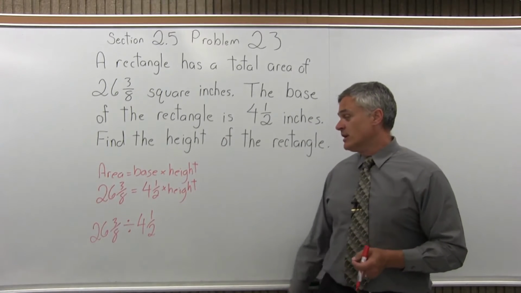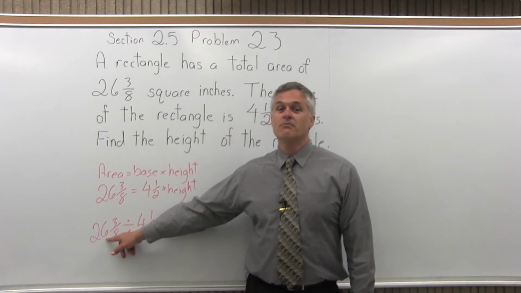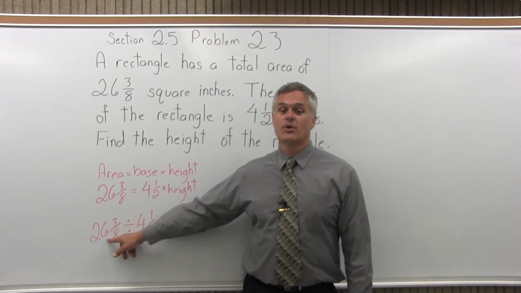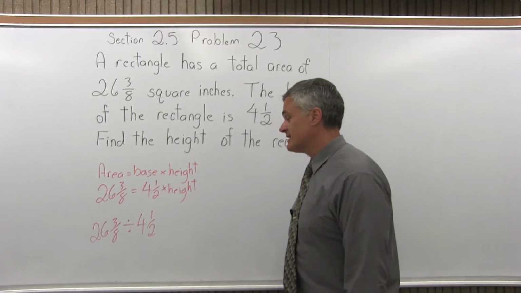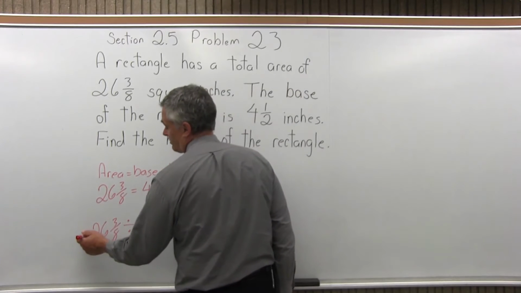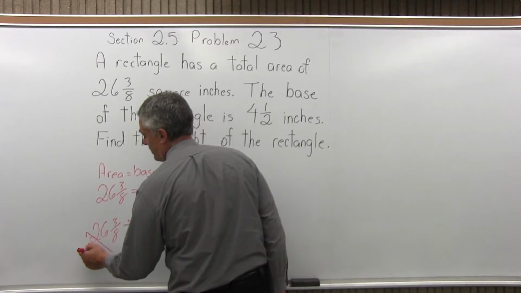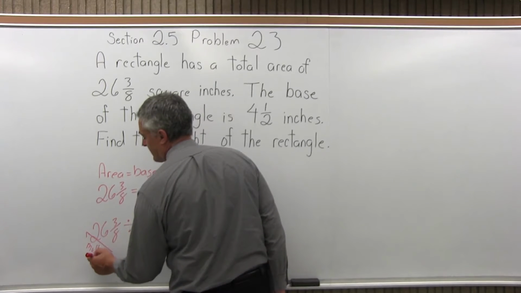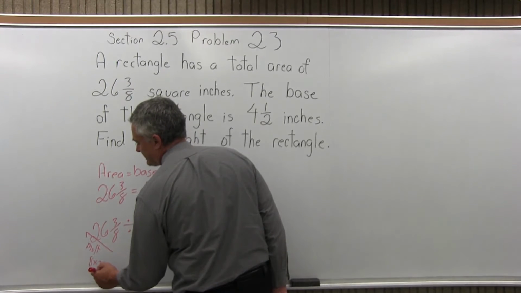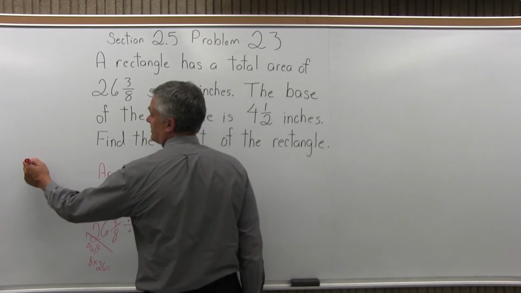Now, I have to divide two numbers with fractions, but in this case, they're both written as mixed numbers. So what I have to do is convert them to improper fractions. So the 26 3/8: you multiply the denominator times the whole number in front. So I will multiply 8 times 26. Well, you might need to do that off to one side. That's sort of a big multiplication.